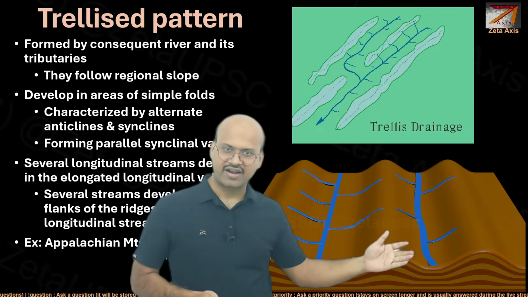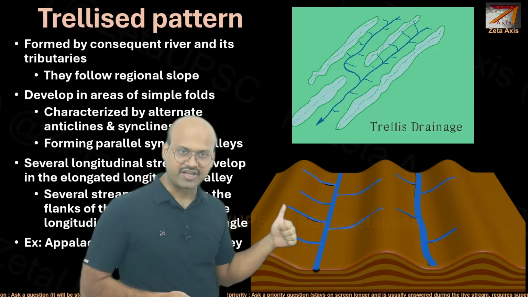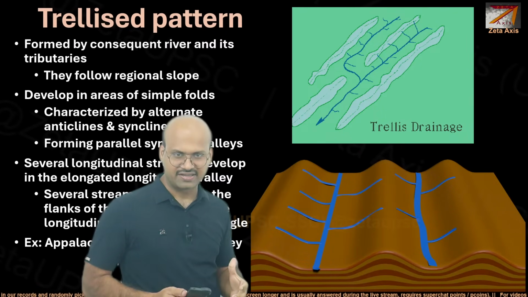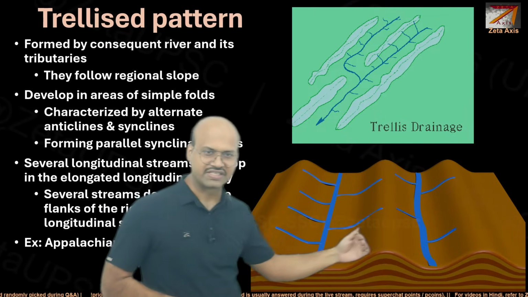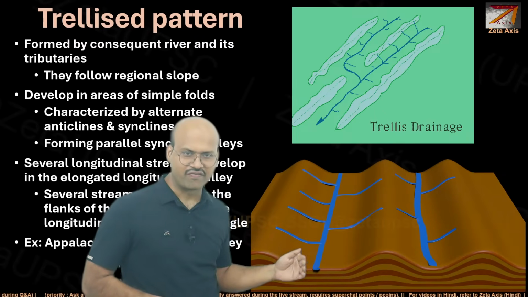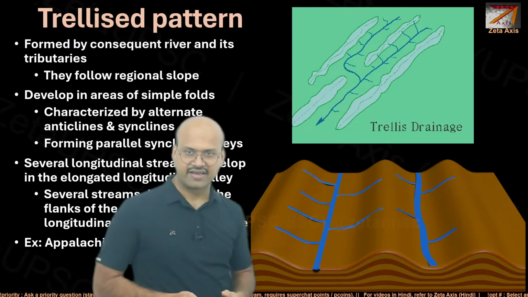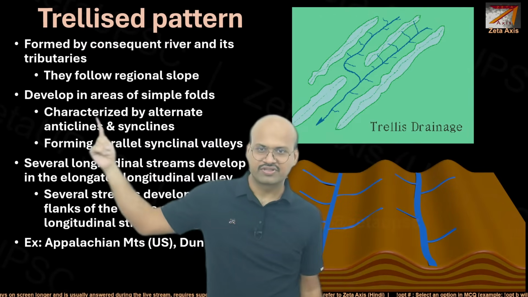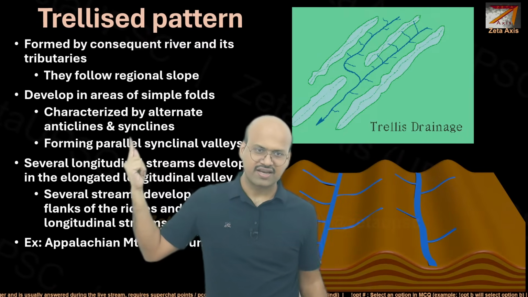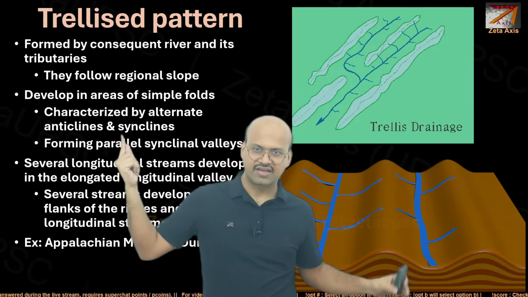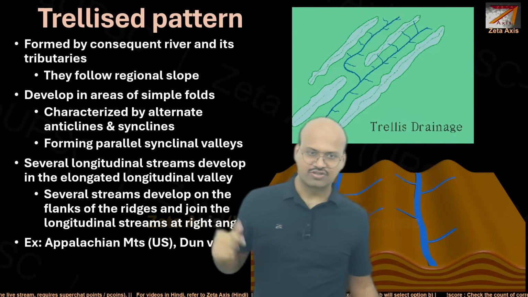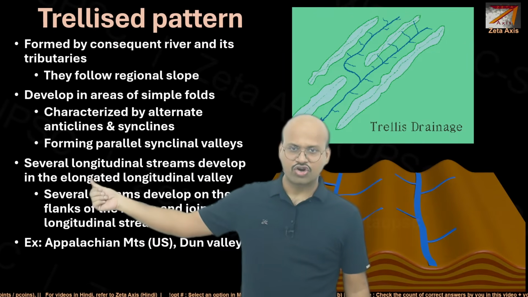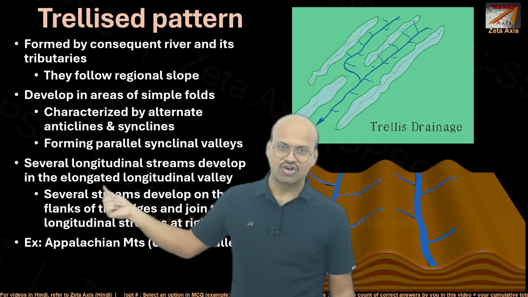So earlier we saw parallel streams. Later we will see a rectangular pattern, but this is the trellis pattern, and here we can see that these streams meet the main river at 90 degrees, and they are generally formed in regions which have such a landform where there is syncline and anticline. So it develops in areas of simple folds. These are simple folds characterized by alternate anticline and syncline. So this is anticline, this is syncline, forming parallel syncline valleys. So these are the valleys. These are syncline valleys. Several longitudinal streams develop in the elongated longitudinal valley.